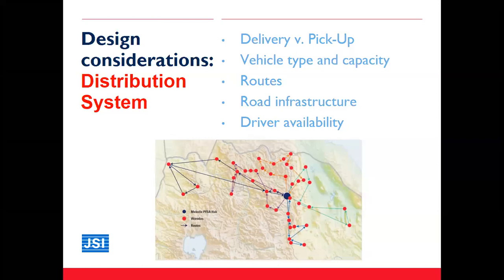Decisions on distribution system design also need to take into consideration road, rail, and other transport infrastructure, as well as availability of drivers and budget. Real consideration should be given to outsourcing distribution to private transport carriers, so long as they can guarantee adherence to cold chain and other requirements.